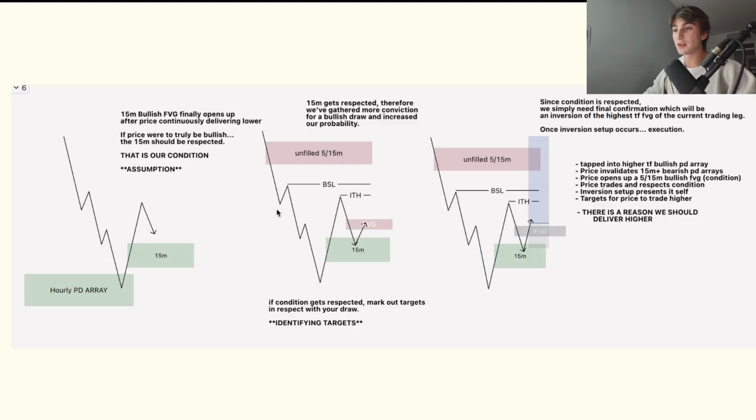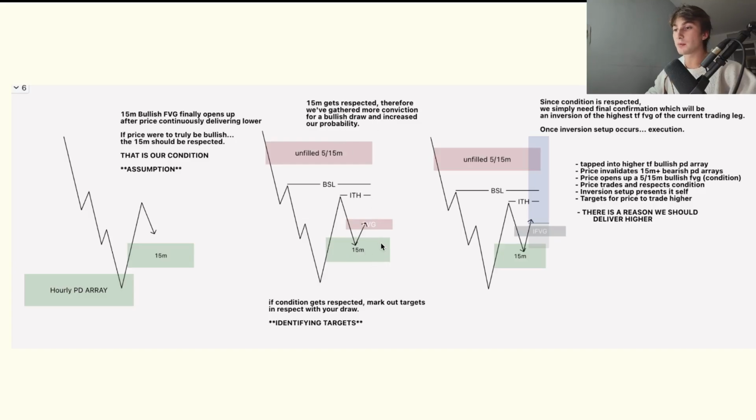So now we can see here, price trades lower. We hit this hourly PD array. We open up this 15-minute. Price trades into this 15-minute. And now we're respecting it. We see that we're getting a reaction off of it, right? We're getting that confirmation. So 15-minute gets respected. Therefore, we've gathered more conviction for a bullish draw and increased our probability.